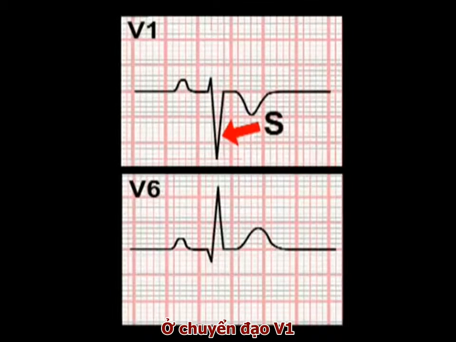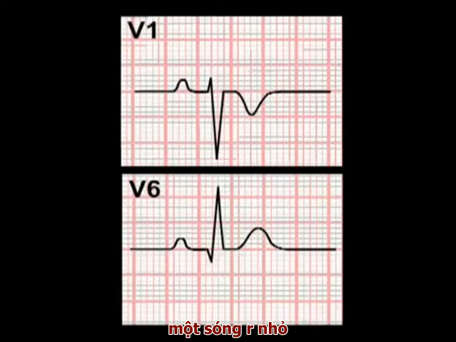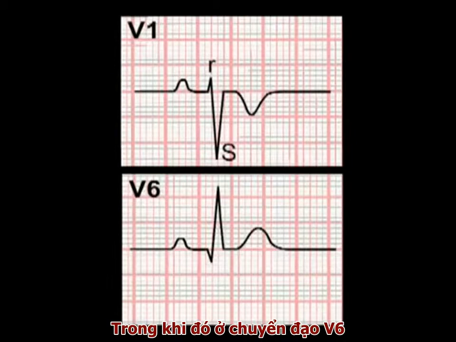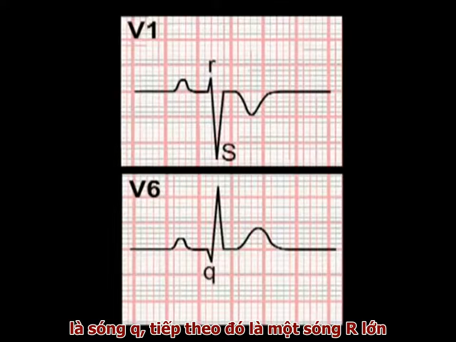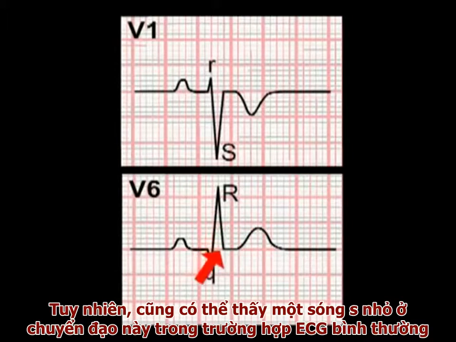In lead V1, the classical morphology of the QRS complex is a small R wave followed by a larger S wave, while in lead V6, an initial small negative deflection, a Q wave, is followed by a large R wave. In the example shown here, there is no S wave present in lead V6, although a small S wave is seen in this lead in many normal ECGs.